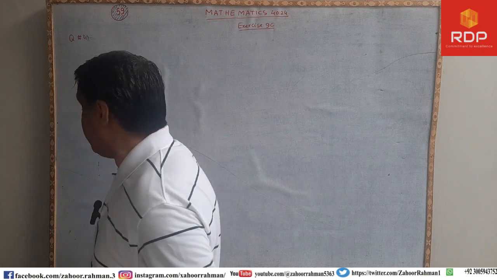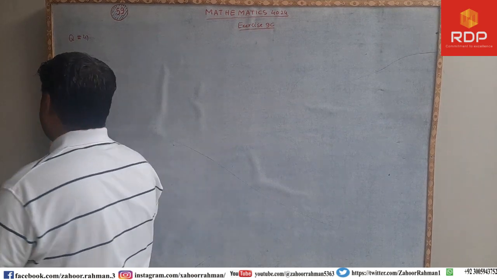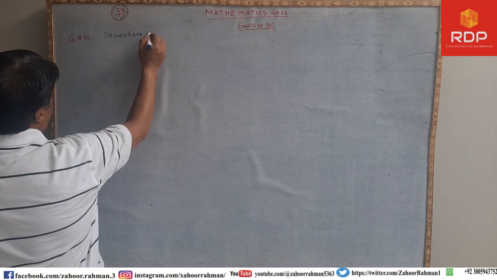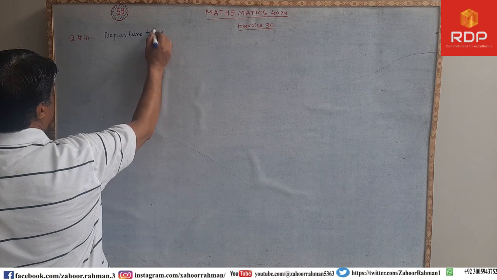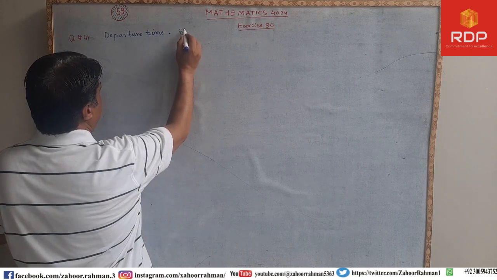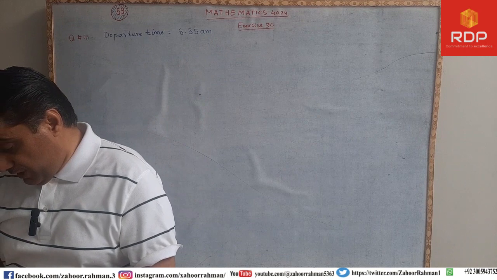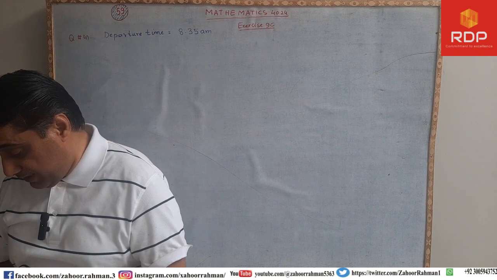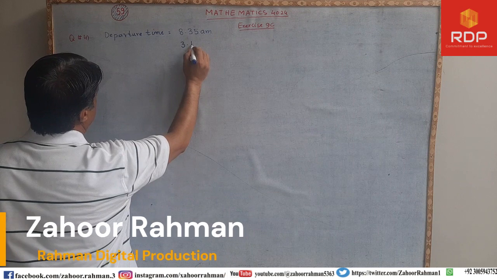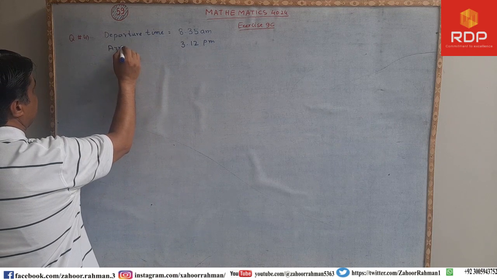Question number 4 is saying that a train left a station at 8:35 a.m. So I have to write departure time, and departure time is equal to 8:35 a.m. Furthermore, it arrived at its destination at 3:12 p.m. 3:12 p.m. is the arrival time.